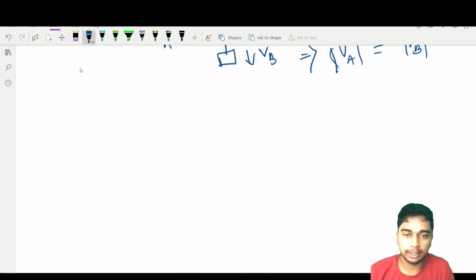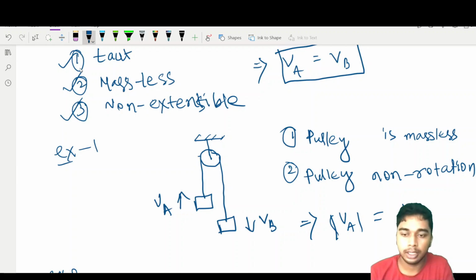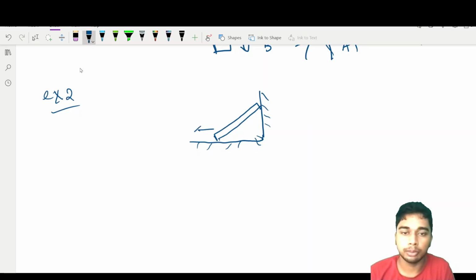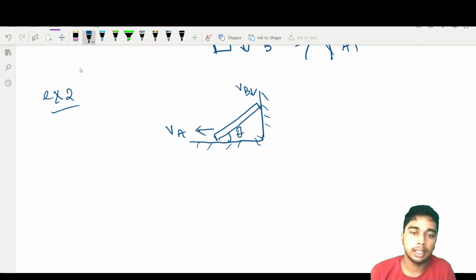So, let's take another example. Example 2. The first one was example 1, and the second one is example 2. In this case, I am considering a ladder and a rod placed in this fashion. If I consider that the rod is moving, this end is moving with velocity VA, and the other end, the rod is falling down with velocity VB, then at a certain instant I am considering this angle as theta. I have to just resolve the velocity.